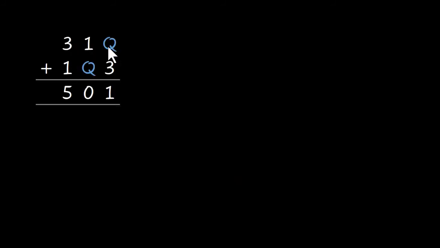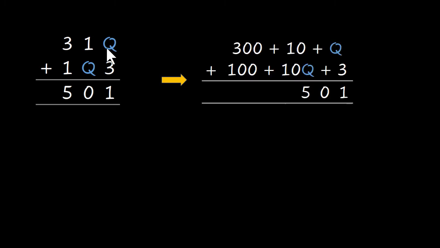So this is what is general form. When you have a number like 31Q or 1Q3, you can represent them in hundreds and tens and unit place, right? What does that mean? So for example, 31Q can be represented as 300 plus 10 plus Q. 1Q3 can be represented as 100 plus 10Q plus 3. Because Q is in the tens place, we have to do 10Q.